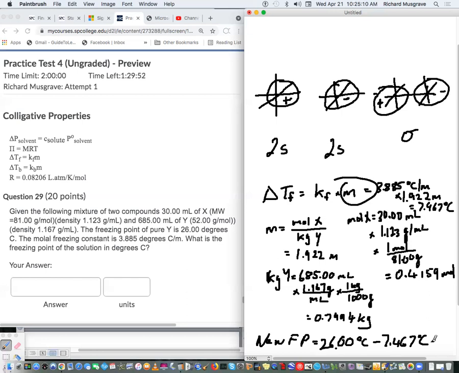Okay, so 18.53 degrees Celsius would be the answer. All right. Does anybody have any questions?